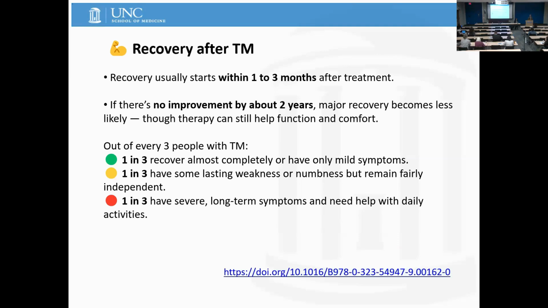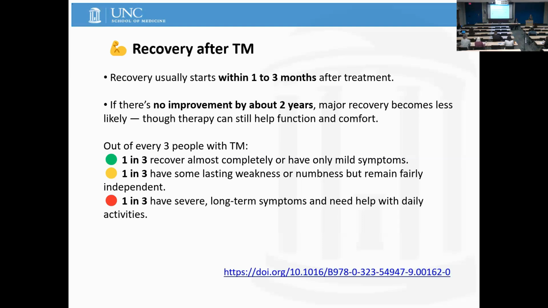And then, another common question that we always hear is, well, what is the timeline? If there's been no improvement after how many months or years, then what is the likelihood of improving? There's no guideline for that, but typically we say if there hasn't been any improvement by about 2 years, then the likelihood of improving gets lower. But again, I think it's still important to keep going to PT and prevent more symptoms from developing, and chronic symptoms that we often see in TM.